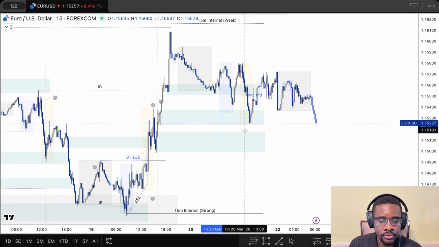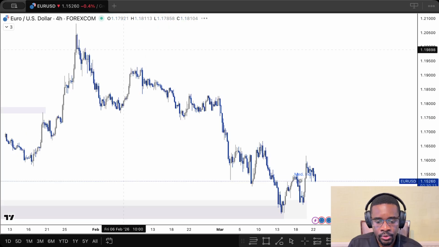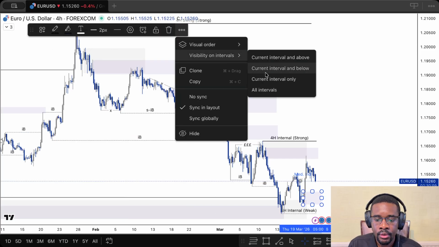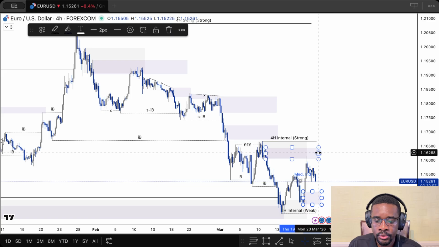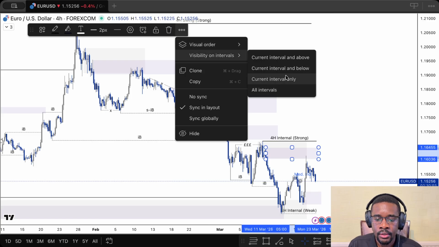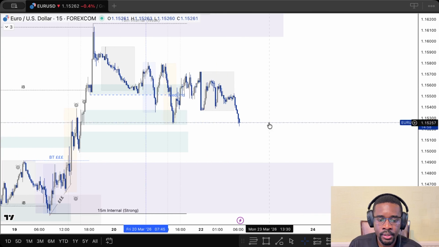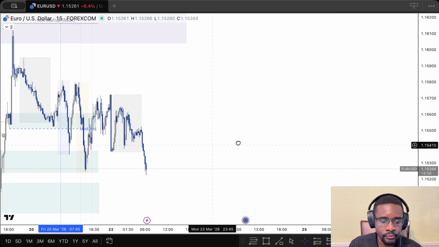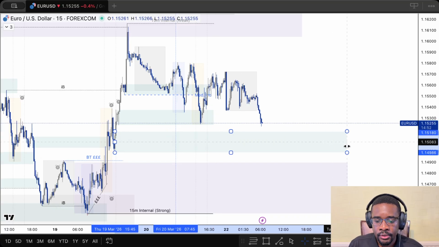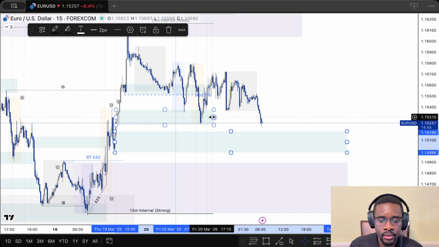Okay, so let's look at the 15-minute. So what I'm going to do, let me make this visible on current interval and below, same as this, current and below. So let's look at the 15-minute. This is what we have. Okay, so we do have this sort of decisional. Okay, that's the decisional.